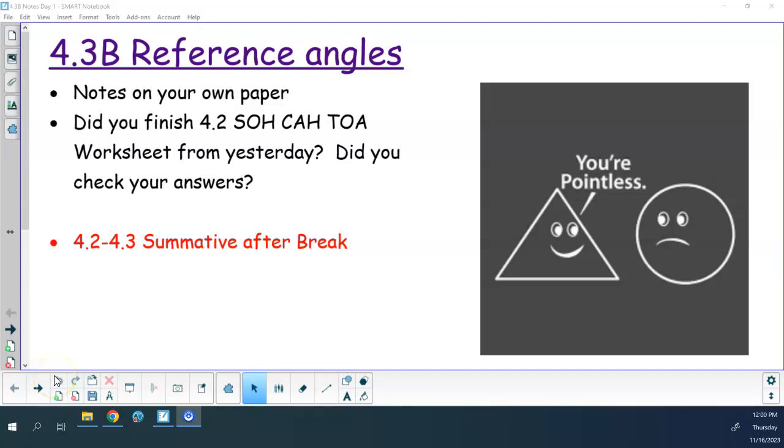Lots of notes today. Okay. So, gotta do some notes. Very important notes today. It's gonna clean up some confusion, hopefully, for you about reference angles, or create some confusion, and then you're gonna ask questions. Okay.